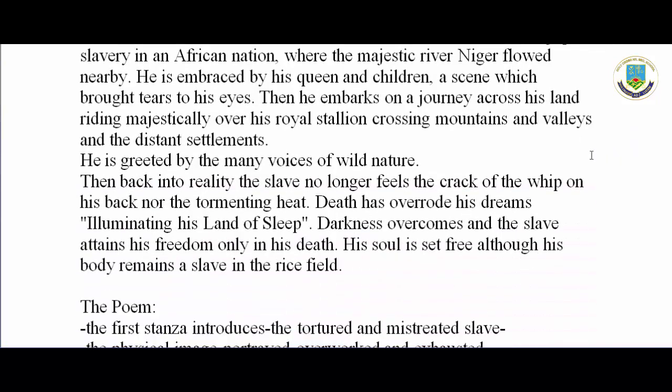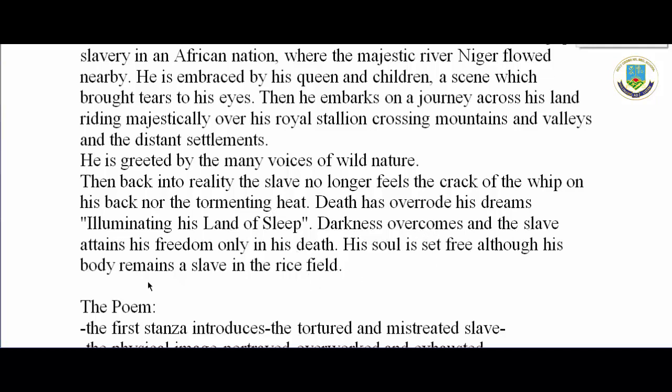Now, as he rides across his kingdom, he is greeted by many voices of nature, of the wild nature. They all symbolize freedom. Okay, these voices of nature, free-spirited freedom, are what he longs for. Then back into reality. The slave is now back into reality, when the master, riding on a horse, beats him with a whip. Okay, but he no longer feels the crack of the whip on his back, nor the tormenting heat of the sun that has overcome him. Okay, he is now on the verge of dying.